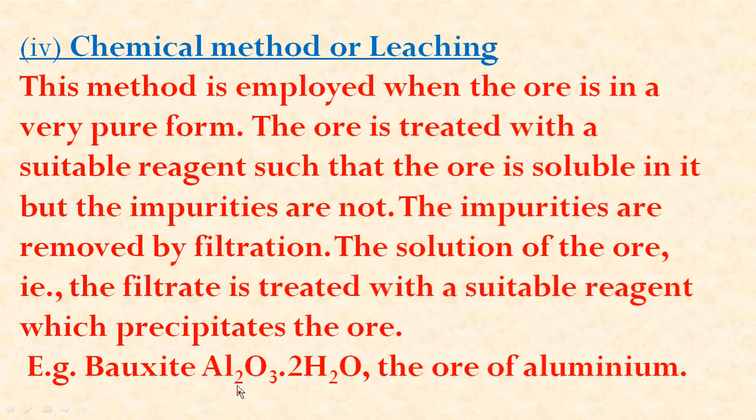Bauxite, Al2O3.2H2O, the ore of aluminium. Here the ore is separated to alumina. Okay, in this way you have to purify the ore by the concentration methods, the fourth method, the chemical method or leaching.